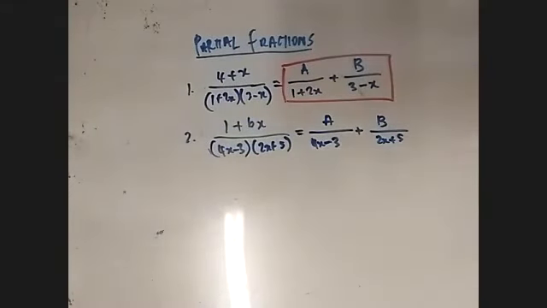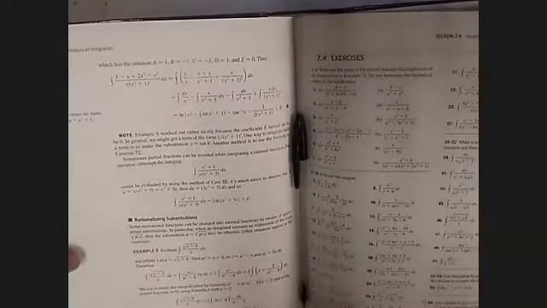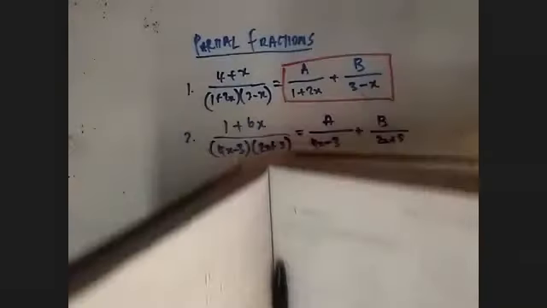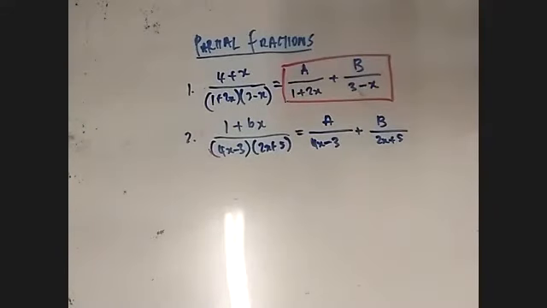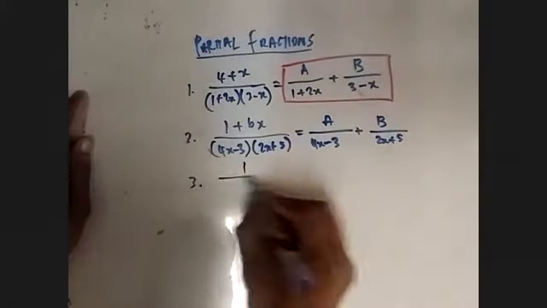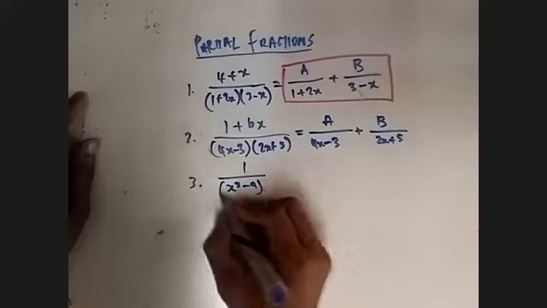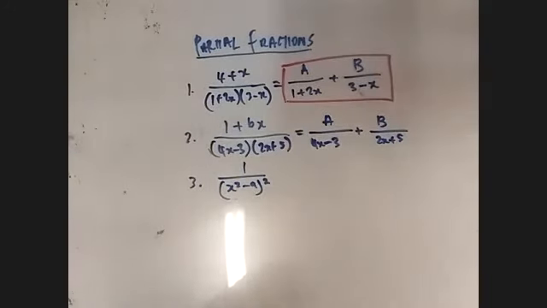I love it. Let me take another example. Let me open the textbook. Let me take number 5. Ooh, beautiful one. Number 5 says that we must write down the decomposition of 1 all over (x² − 9)². This one is very nice. I love it.